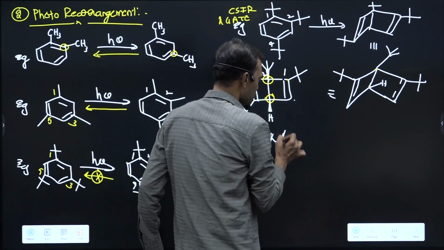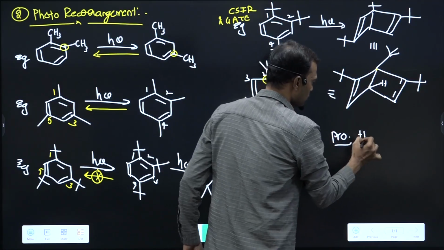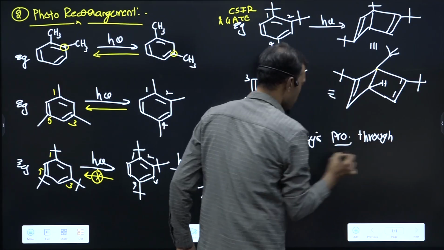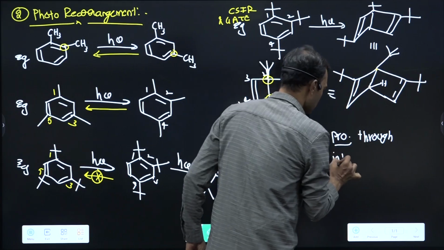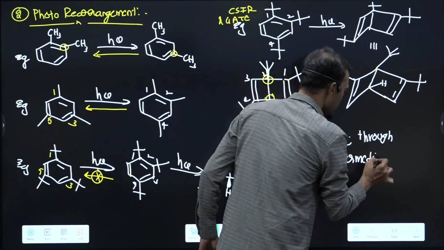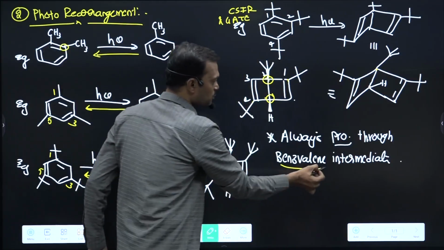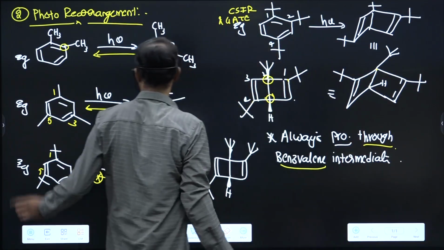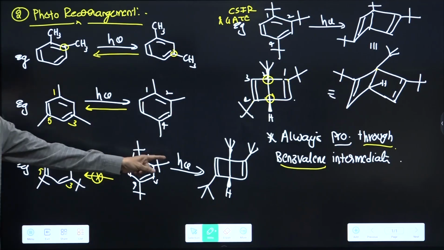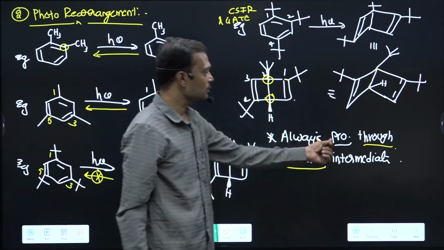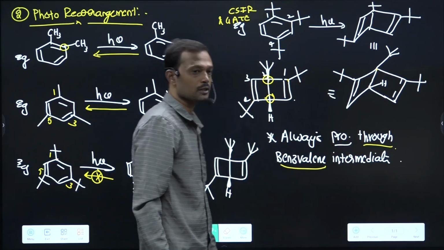So rearrangement reaction, remember, always proceeds through benzvalene intermediate. Benzvalene intermediate is required if you want to make any rearrangement. Without benzvalene it is impossible to prepare this product. A rearrangement is not possible without benzvalene intermediate. This point is also asked in exams. These reactions always proceed through benzvalene intermediate.